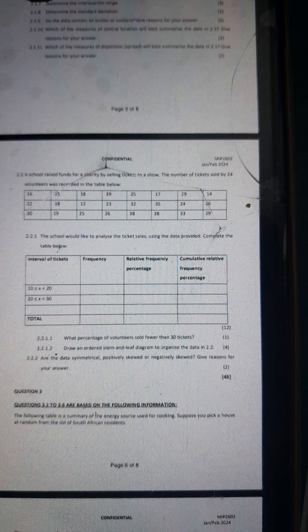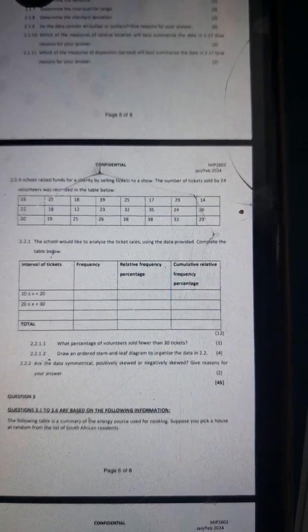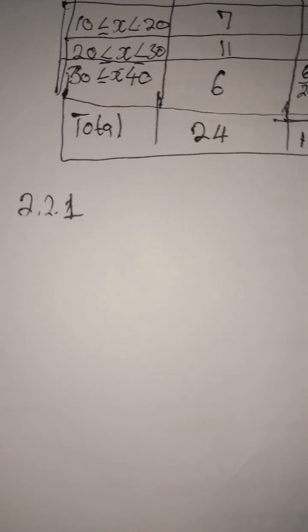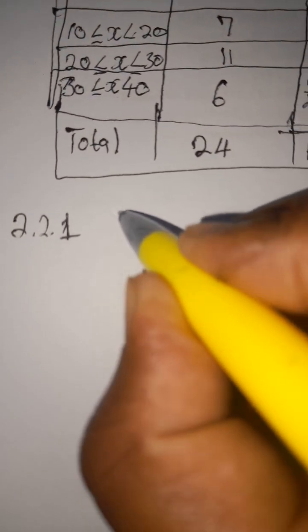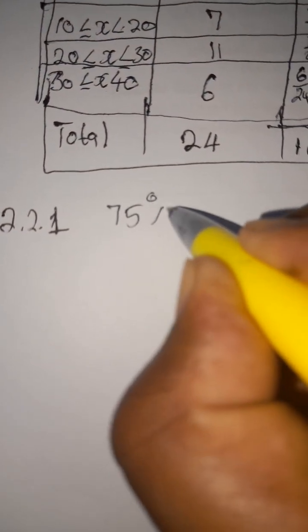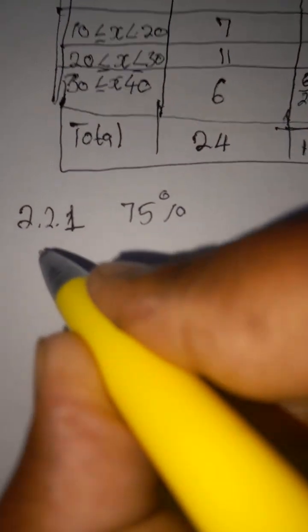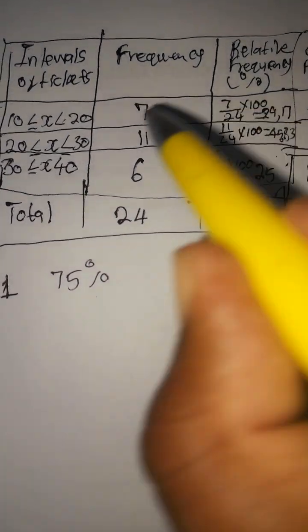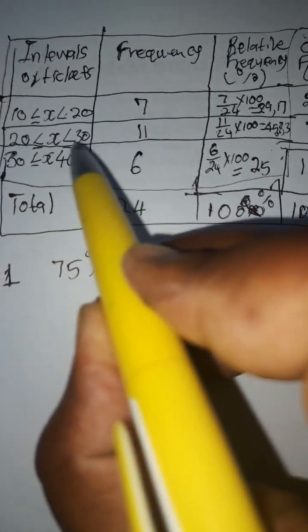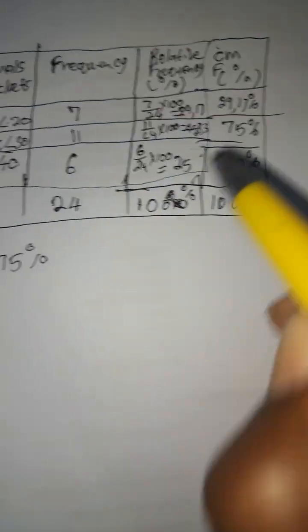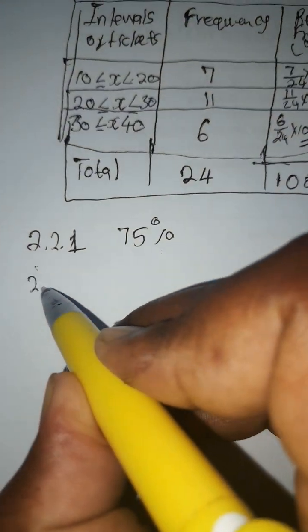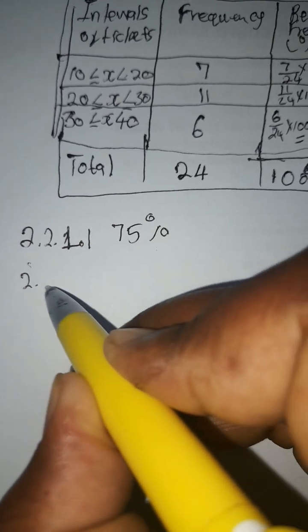Then they said we need to draw a stem and leaf. Then after 2.2, add the data symmetrically positively skewed. Give reason for your answer. Well, at 2.2.1, we said that's going to be 75% of those people who sold fewer than 30 tickets, meaning they are in this interval, 20 to 30, which is 75, right? So that was 2.2.1.